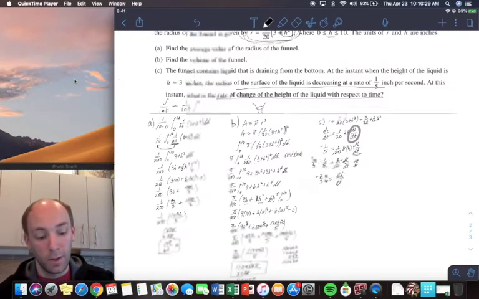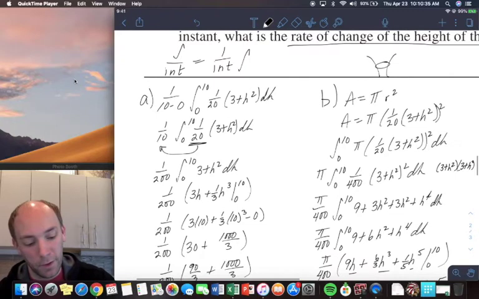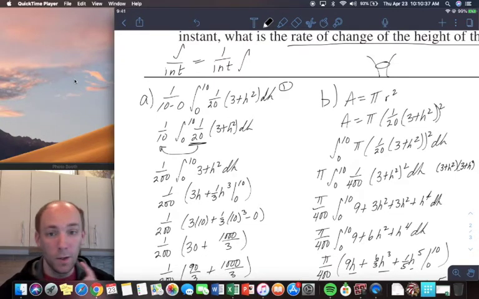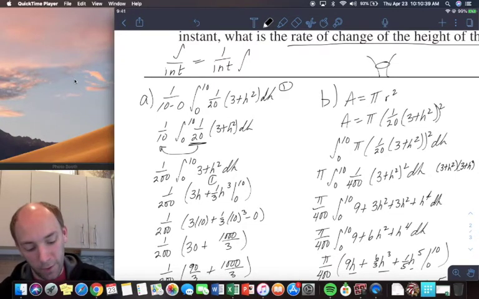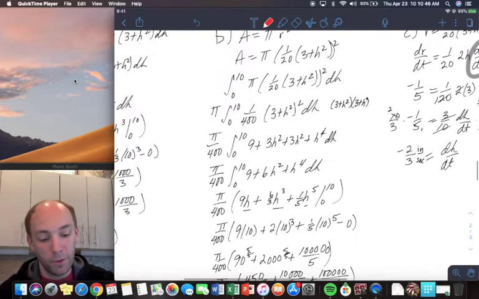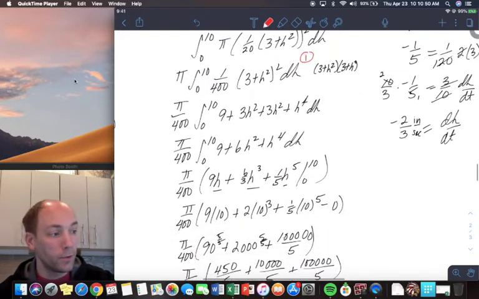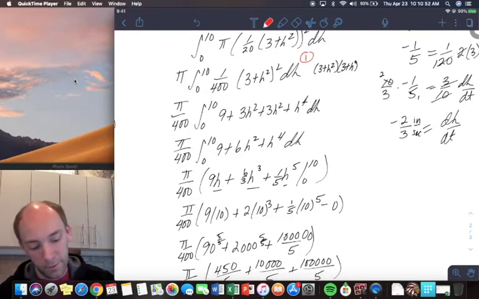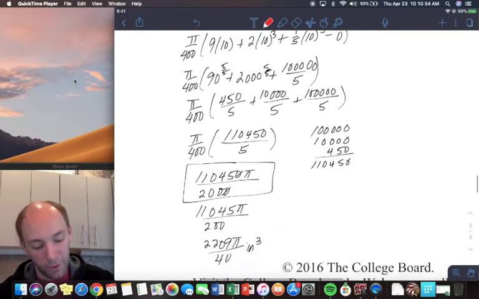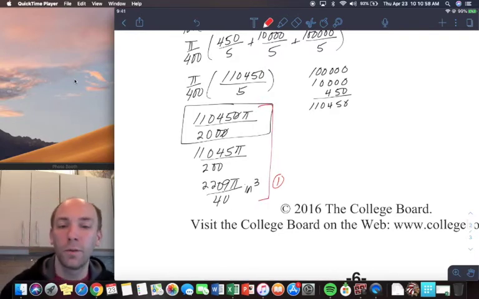Let's talk about the points on this one. For part A, you would get 1 point for setting up your integral, 1 point for your antiderivative, and 1 point for your final answer. For part B, you would get 1 point for setting up the integral, 1 point for an antiderivative, and 1 point for your final answer. Remember, any 3 of these would be equivalent and would still get you your point.